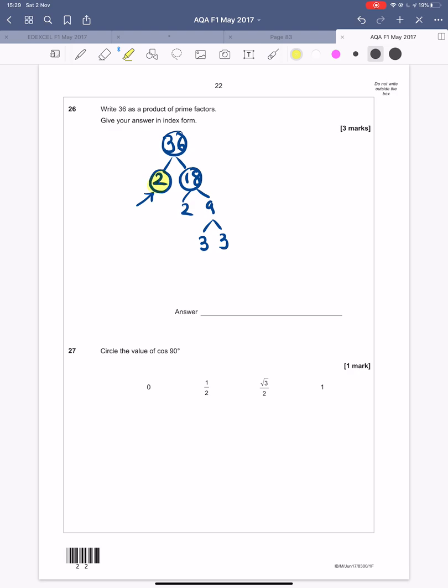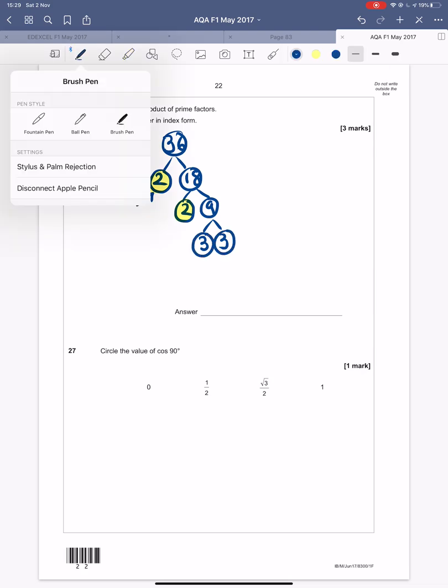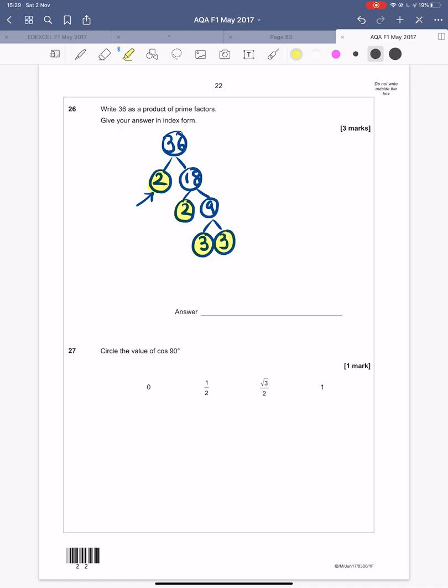18 is not prime, so we write that as 2 times 9. And here the 2 is prime, but the 9 isn't, because we can break that down again. The 9 is 3 times 3. And the 3s are both prime. So once we've got primes at the end of each bit, we're okay. So it's 2 times 2 times 3 times 3. In index form, it's 2 squared times 3 squared.